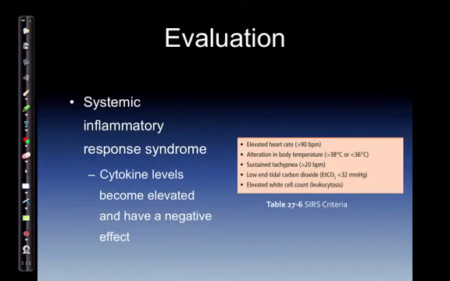Upon evaluation, be sure and evaluate them for systemic inflammatory response syndrome. Cytokine levels become elevated and have a negative effect. They have an elevated heart rate, greater than 90 beats per minute. Alteration in body temperature. Sustained tachypnea, greater than 20 breaths per minute. Low end-tidal carbon dioxide, less than 32. And elevated white count, which we probably won't be able to see in the back of the ambulance.